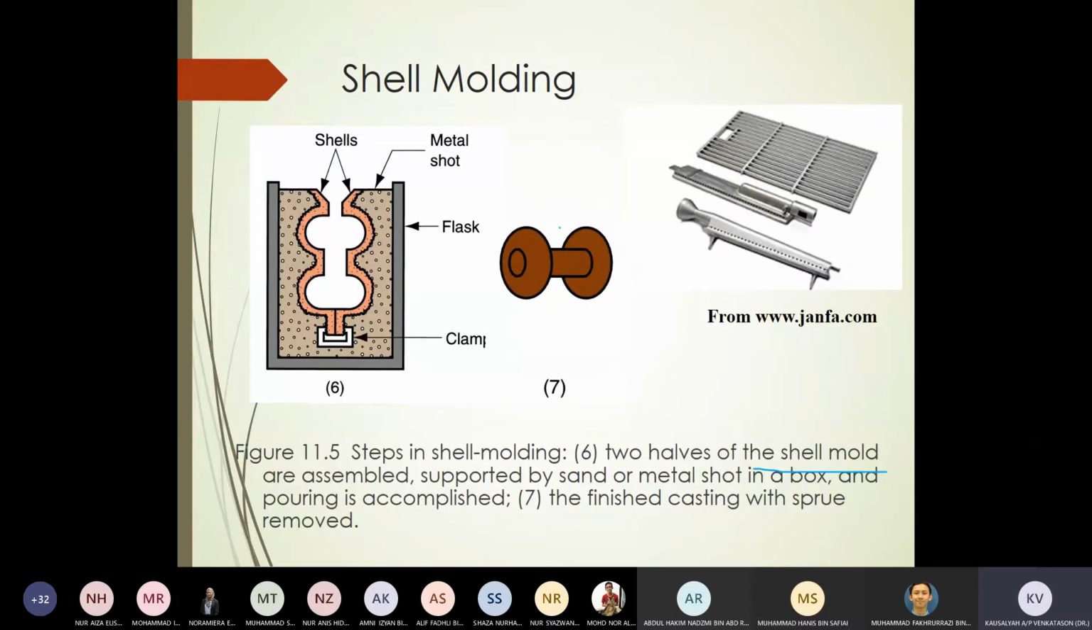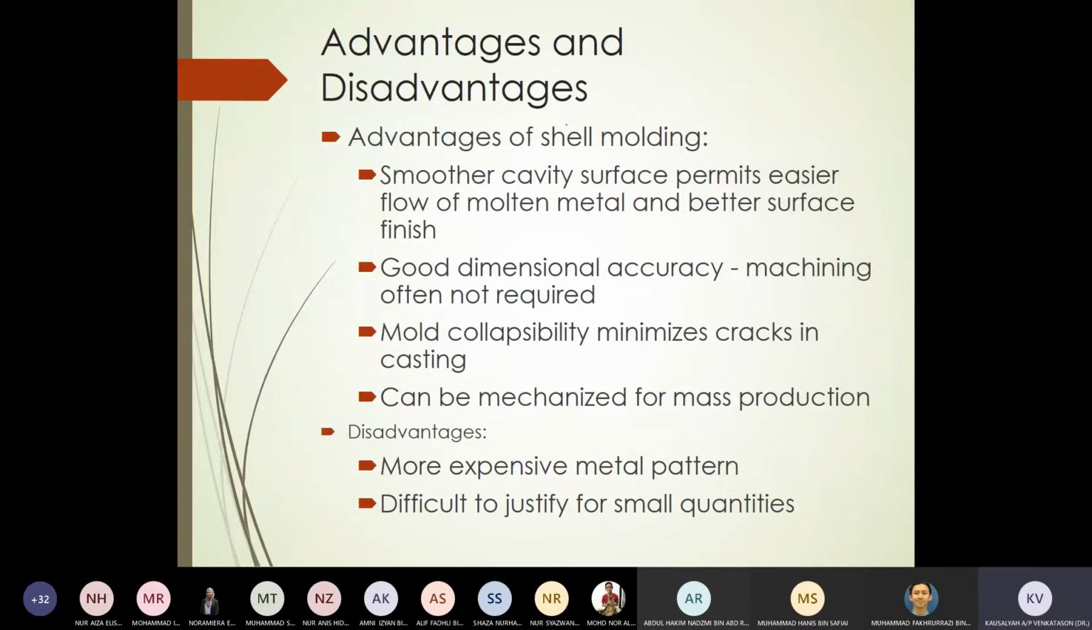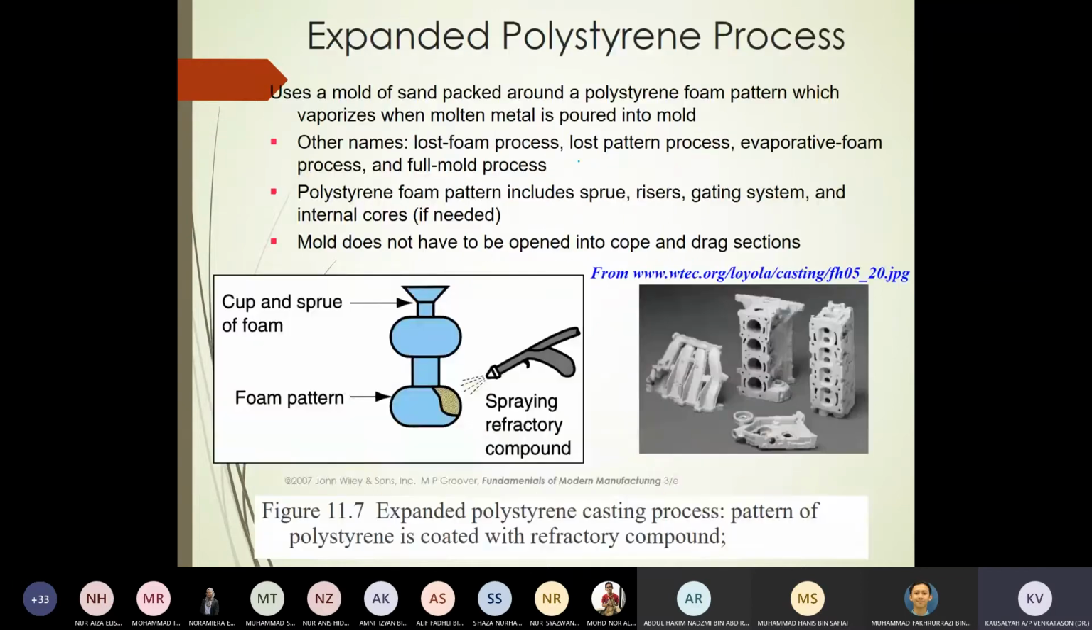So this is basically shell molding. The pros and cons. You get a smoother cavity surface, which permits easier flow of molten metal, and better surface finish compared to sand casting. Better dimensional accuracy. Machining is usually not required. Collapsibility of the mold minimizes cracks in the casting and can be mechanized for mass production. The cons: it's a more expensive metal pattern and difficult to justify for small quantities when you're using shell mold casting.